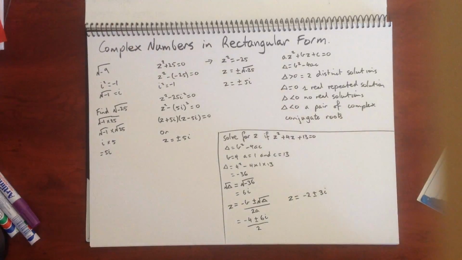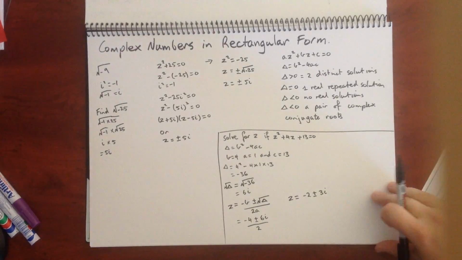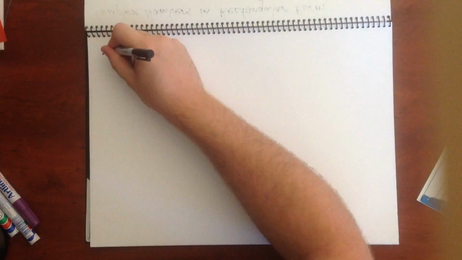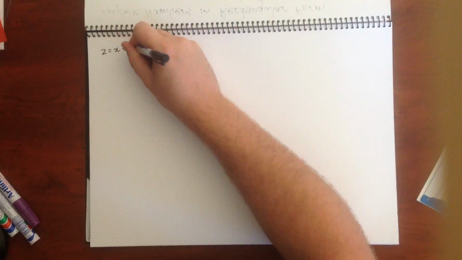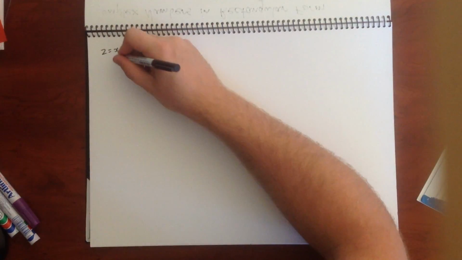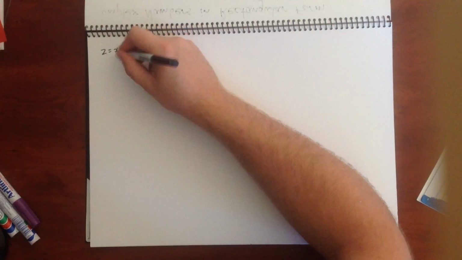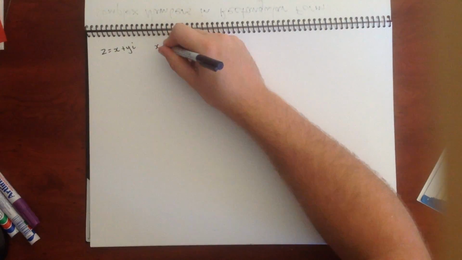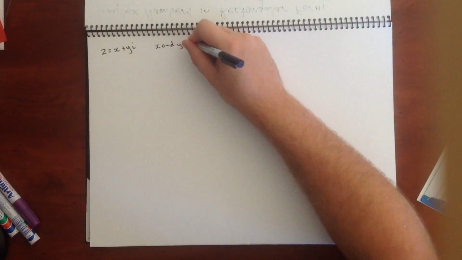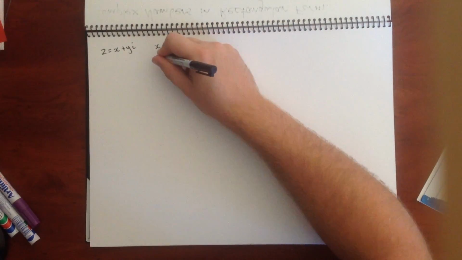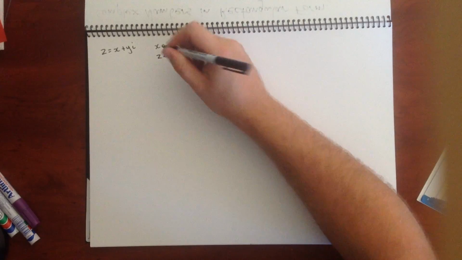Okay. So, complex numbers in rectangular form. A general complex number is represented by z, and it's defined as z equals x plus yi. We say that x and y are real numbers. So x and y are both real numbers, but z is a complex number. So x and y are elements of R, but z is an element of C.